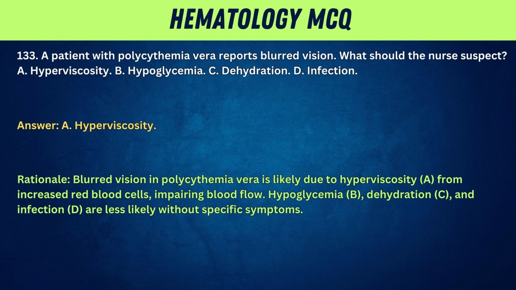Hyperviscosity. Rationale: Blurred vision in polycythemia vera is likely due to hyperviscosity, A, from increased red blood cells, impairing blood flow. Hypoglycemia, B, dehydration, C, and infection, D, are less likely without specific symptoms.